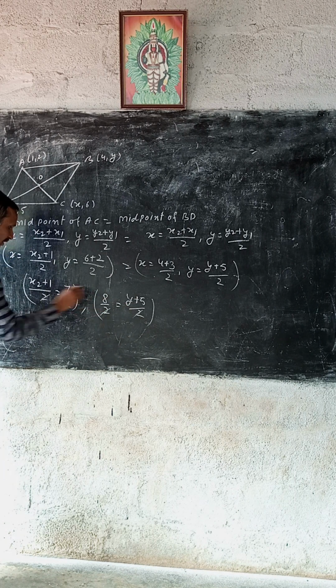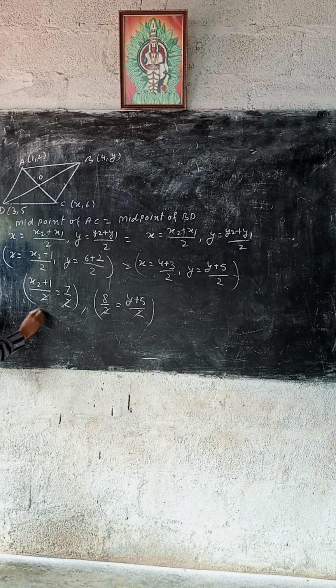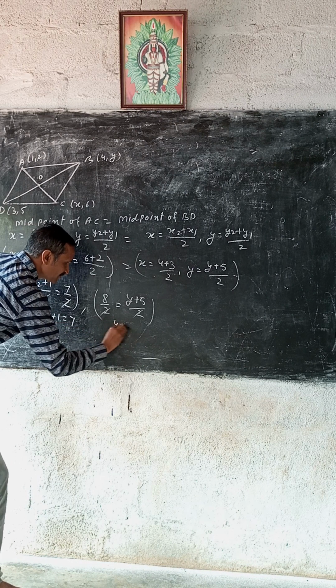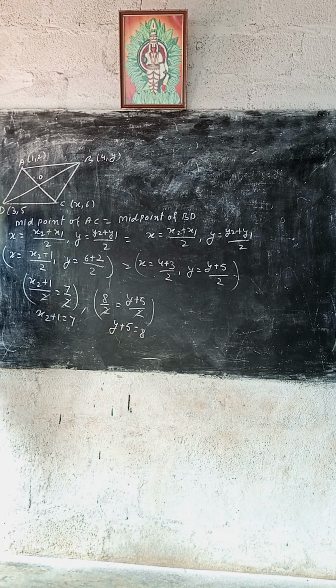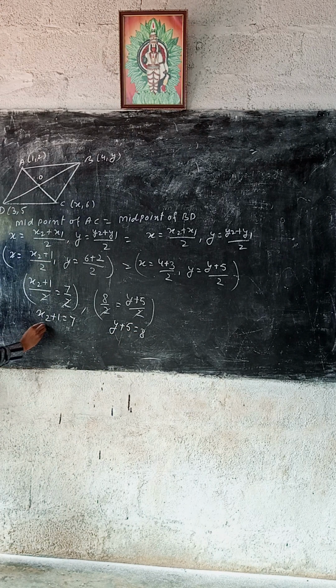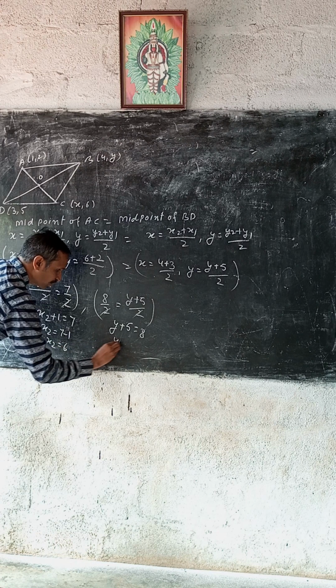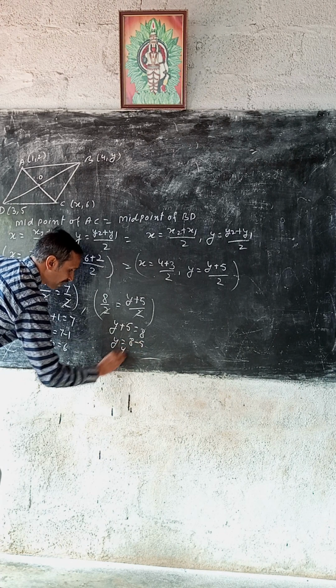These are y points, these are x points. So here we can write x2 plus 1 is equal to 7. In that we can write y plus 5 is equal to 8. Now x2 means x only. This is x2 only. x2 is equal to 7 minus 1, which is 6. In that y is equal to 8 minus 5, so y is equal to 3.